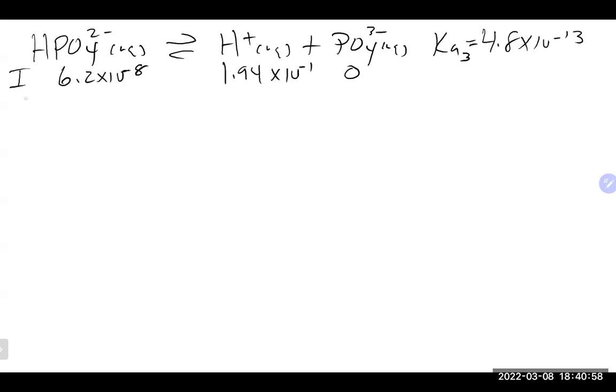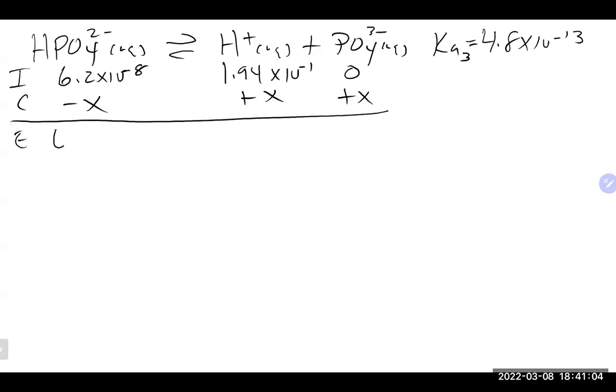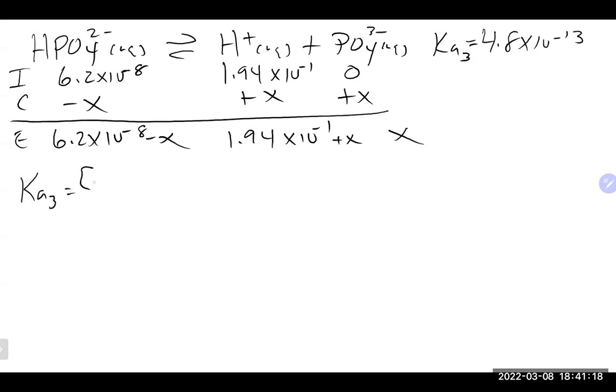The change here is going to be minus X, plus X, plus X, giving us 6.2 times 10 to the minus 8 minus X, 1.94 times 10 to the minus 1 plus X, and X. Going into our Ka3 expression here, H plus times PO4 3 minus divided by HPO4 2 minus.